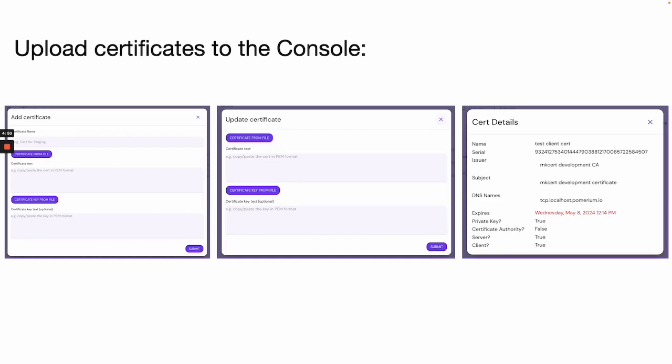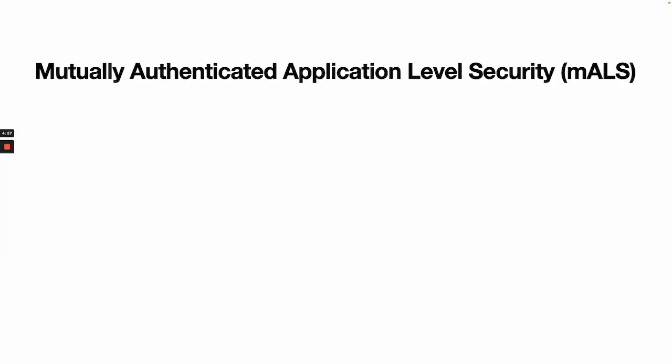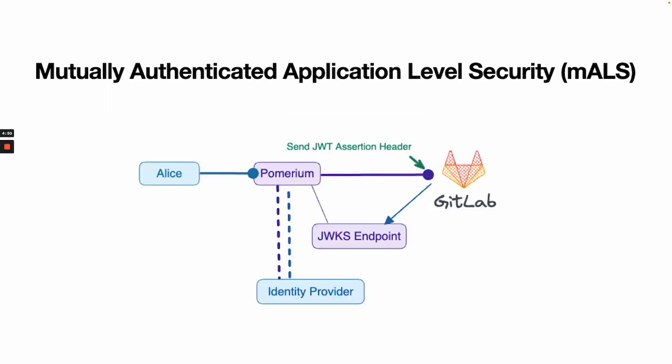However, this only secures the connection between Pomerium and the Upstream app. It does not authenticate your end users. Fortunately, Pomerium can authenticate users with JWT verification, or what we like to call mutual application level security.